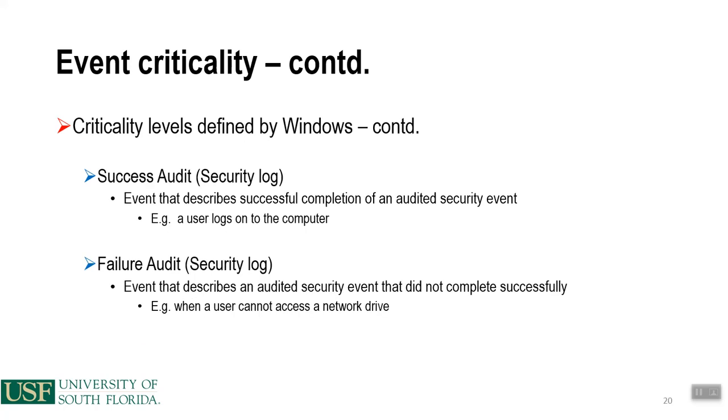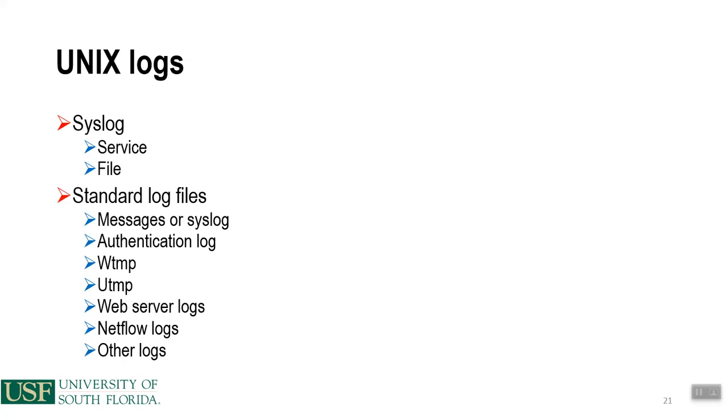So there are also additional criticality levels that Windows provides, such as a success audit, in the security log, an event that describes a successful completion of an audited security event, so a user logs onto a computer, and a failure audit, an event that describes that the audited security event did not complete successfully, so when the user cannot access the network drive.